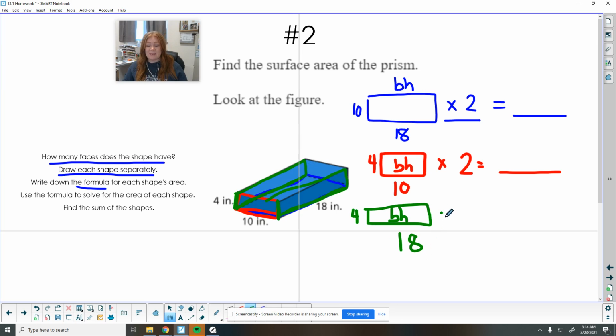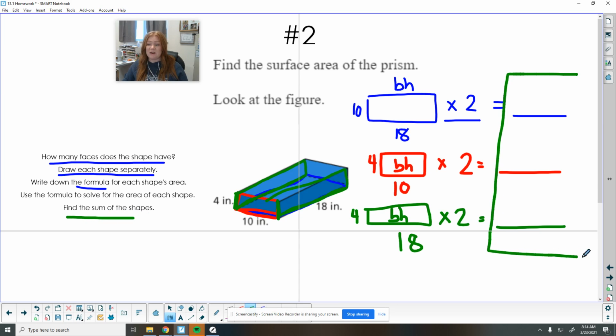So now we'll do 4 times 18, but we've got this side, the right side, and the left side. So we have two of those. And so we found top and the bottom 2 times, front and back 2 times, sides 2 times. Now we want to find the sum of these shapes. So once we have all of our pieces, we're going to add them together to find our final answer.